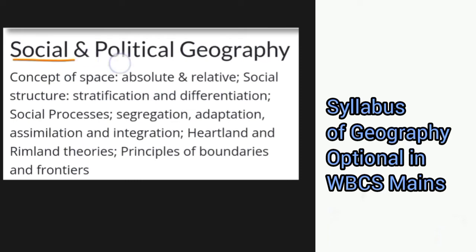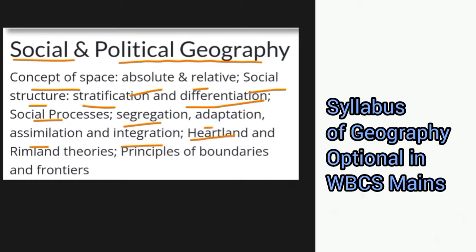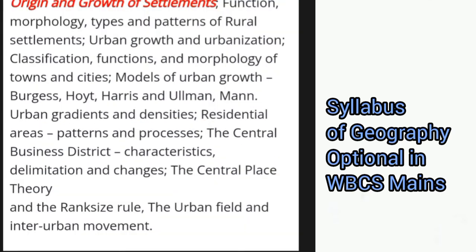Next, we have social and political geography, including concept of space, absolute and relative, social structure, stratification and differentiation, social processes, segregation, adaptation, assimilation and integration, heartland and rimland theories, then principles of boundaries and frontiers.